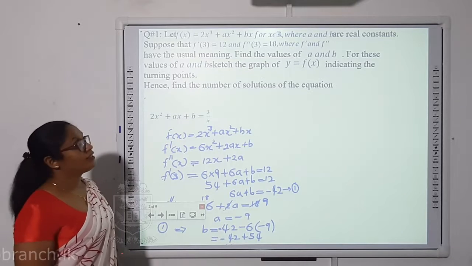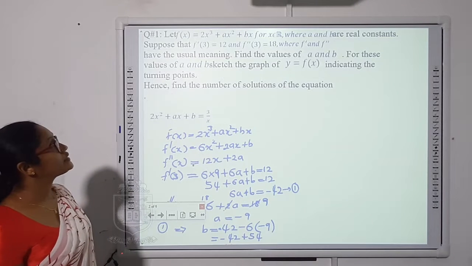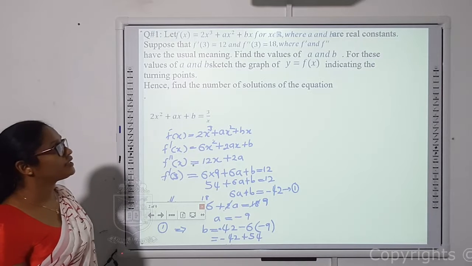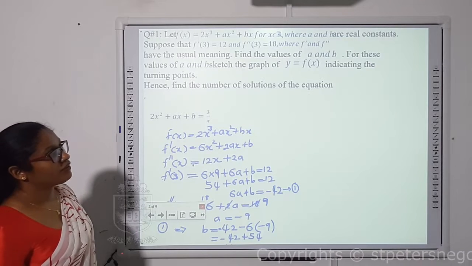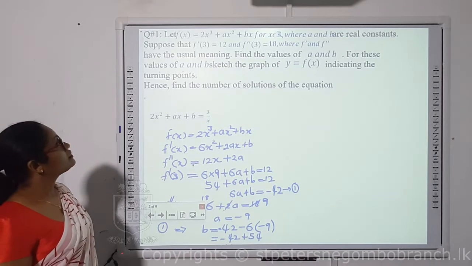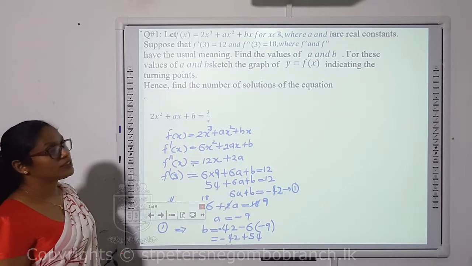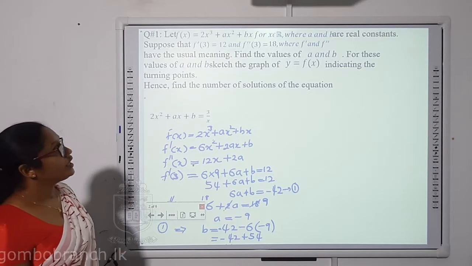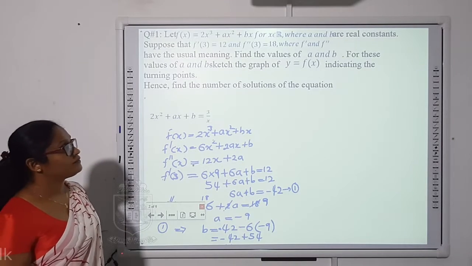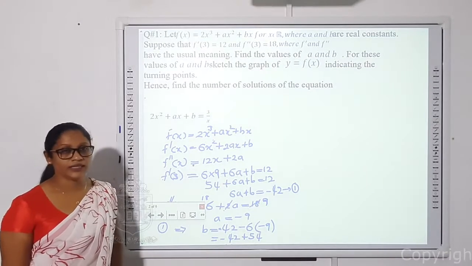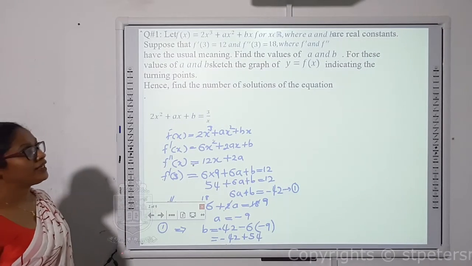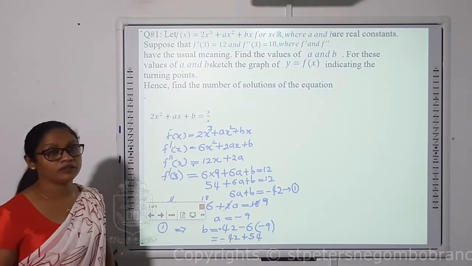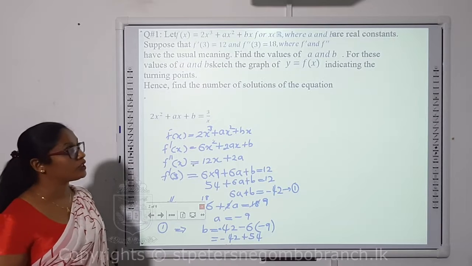The function given here is f(x) = 2x cubed plus ax squared plus bx, where a and b are real constants. Suppose that f dash 3 is 12 and f double dash 3 is 18. What we want to find here are the values of the unknowns a and b. Right? To find a and b, we need two simultaneous equations.